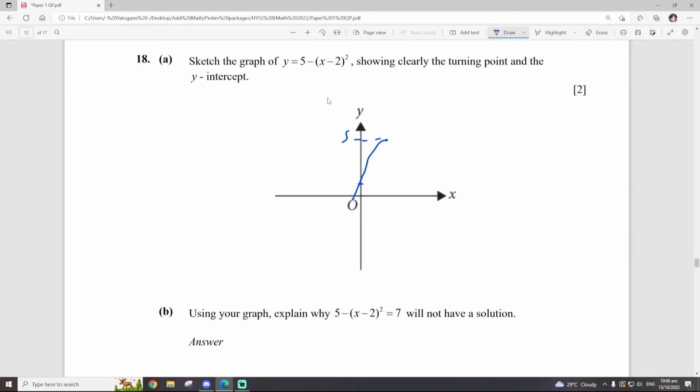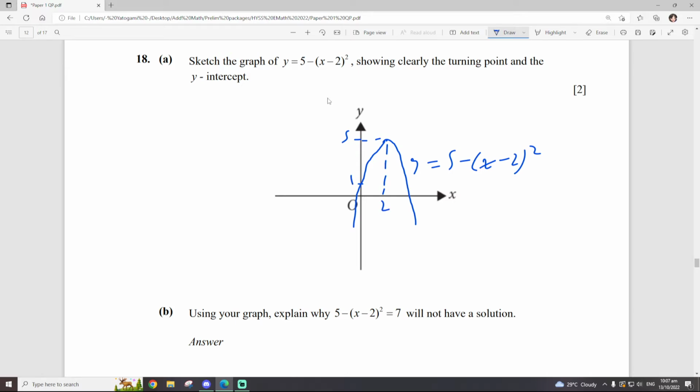So it will go through that point, and it will cut the x-axis just slightly to the left, something like that. Okay. Don't make it straight at any point. Something like that. y equals 5 minus (x minus 2) squared. So this is the point 2, and this is 1.